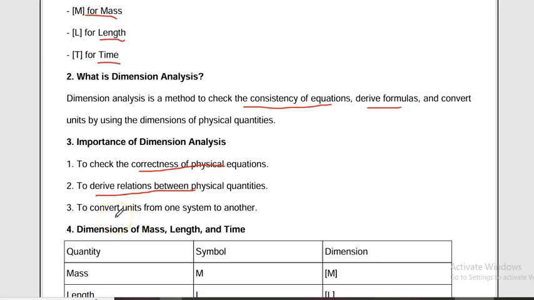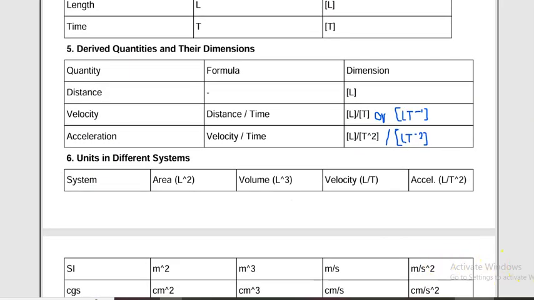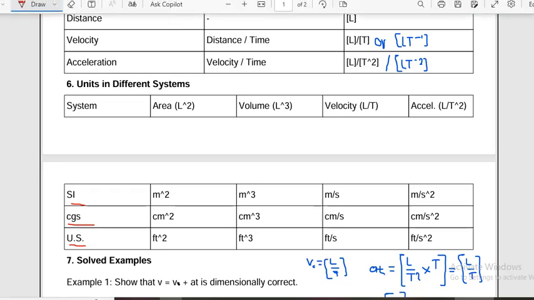We can also use it to convert units from one system to another. There are three systems. We have the SI system, we have the CGS system, we also have the US system. So these are actually the systems I'm talking about. This system of units can be converted from SI to CGS system using dimension analysis. So let's start.